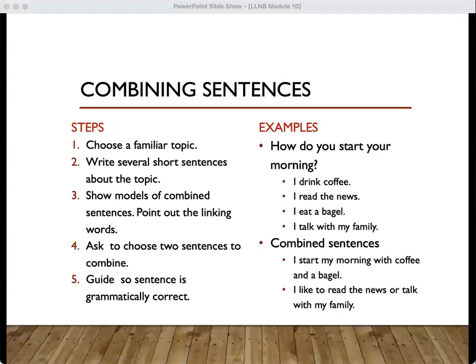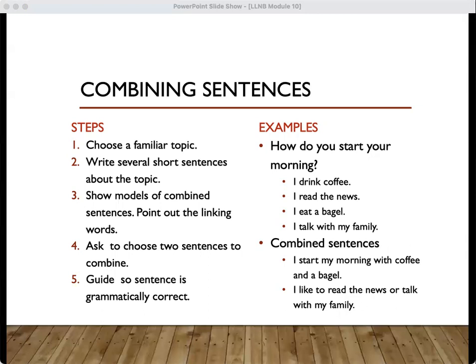Next, I would show her examples of simple sentences that have been combined into compound or complex sentences. We would talk about the structure of the combined sentences, identifying the parts of the simple sentences, compound subjects and objects, and connecting words and phrases. Let's look at the examples on the right-hand side of the slide.